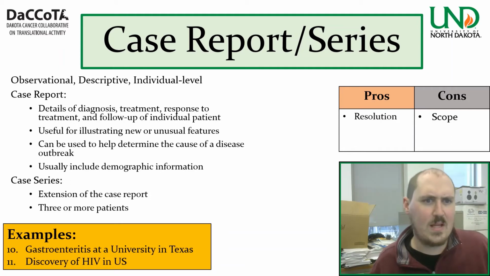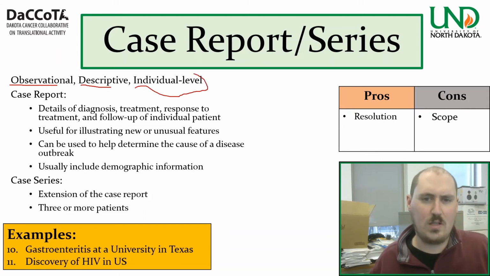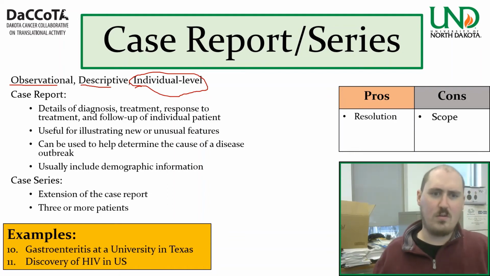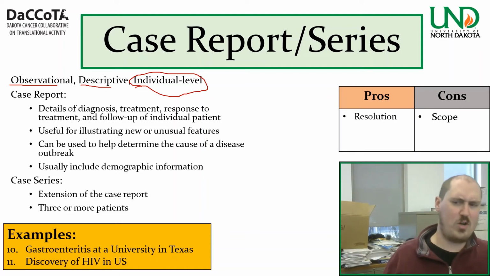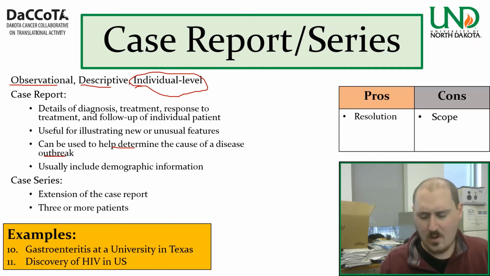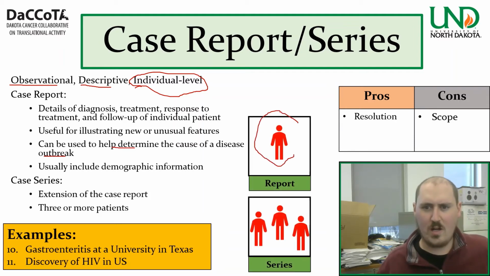Okay, now let's turn to case reports. They're going to be observational, and we're back to descriptive, but now we're back down to the individual level. So a case report is really just the details of a diagnosis, treatment, response to treatment, and follow-up with an individual patient. It's great for illustrating new or unusual features, maybe a strange response to a drug, or even more importantly, helping determine the cause of a disease outbreak. And it usually includes demographic information, where a case series is really just the extension of the case report where there are 3 or more patients. So report 1, series 3 or more.